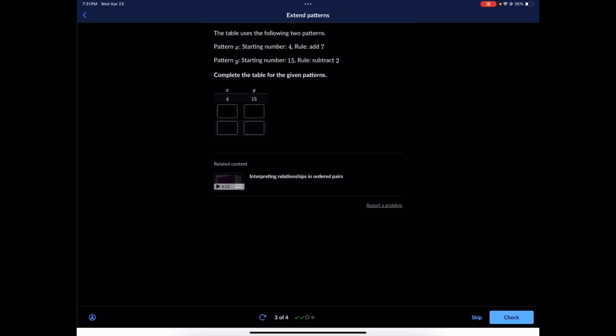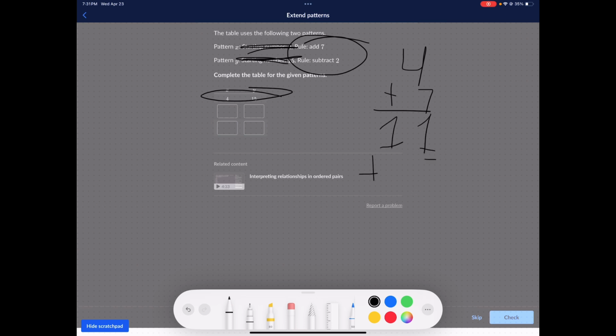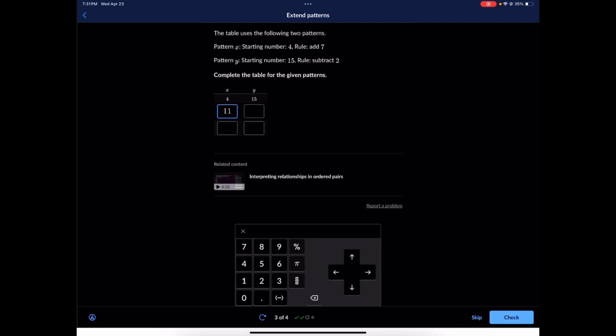The table uses the following two patterns. Pattern X, okay, so again, we do not need the starting number. We need this and this. So let's do it. 4 plus 7, what is that? 11, good. And now what about plus 7 again? 18, good. So we have 11 and 18. So we put 11 and 18.